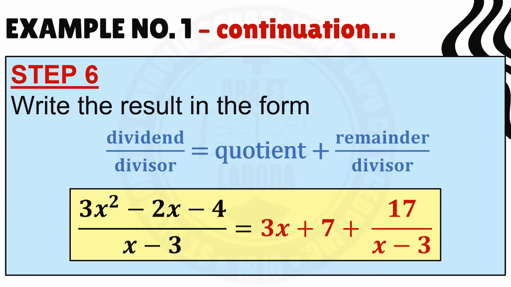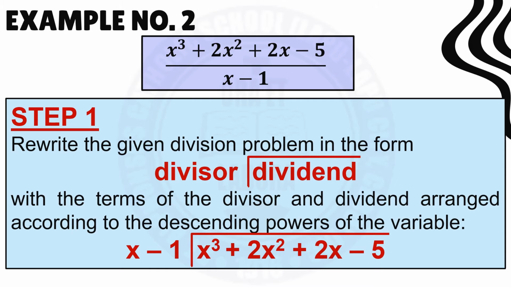So the result would be 3x plus 7 plus 17 is our remainder over x minus 3, which is our divisor. And this is now our final answer. Another example, x cubed plus 2x squared plus 2x minus 5 divided by x minus 1.